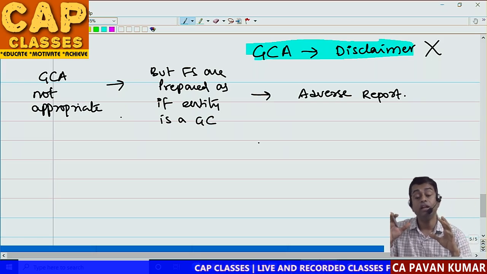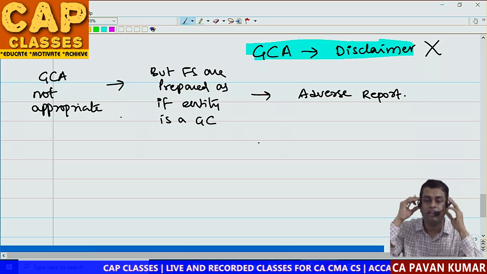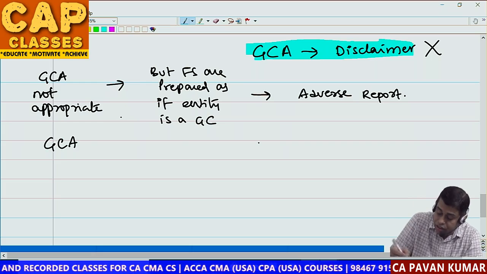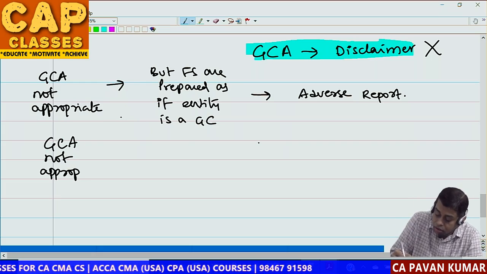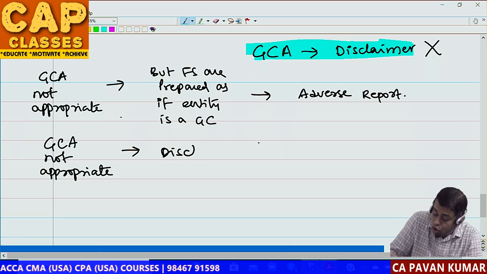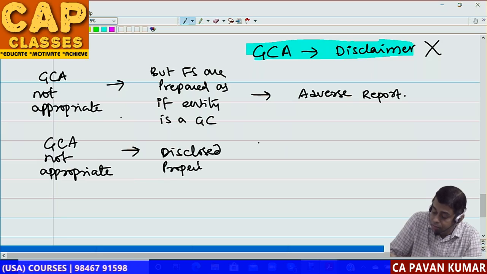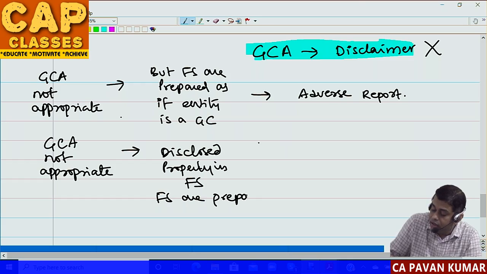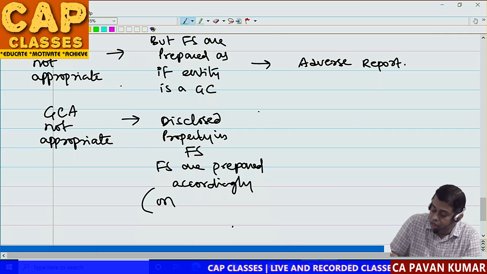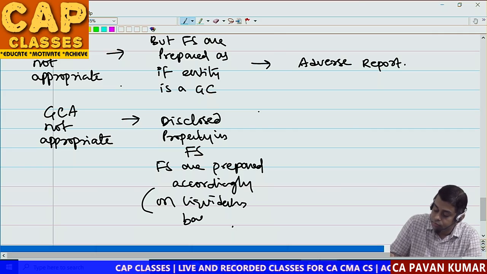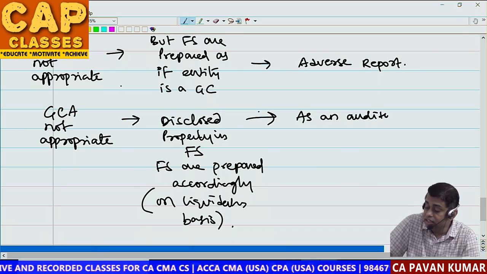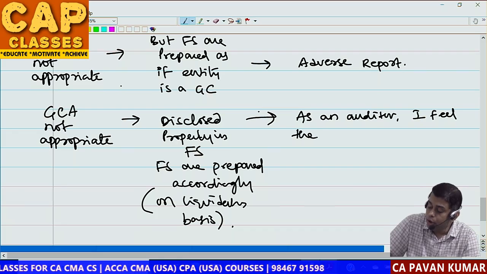Why? Disclaimer will be given when you cannot obtain sufficient appropriate audit evidence. No. Here you can obtain sufficient appropriate audit evidence. Now, going concern assumption not appropriate, which is disclosed properly in financial statements, and financial statements are prepared accordingly. That means on liquidation basis. On what basis? You prepared them on liquidation basis. So, will it affect my true and fair? As an auditor, I feel there is no problem to true and fair view.